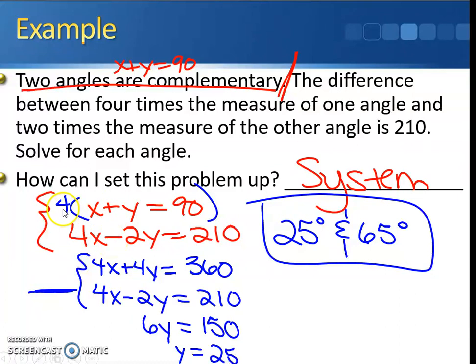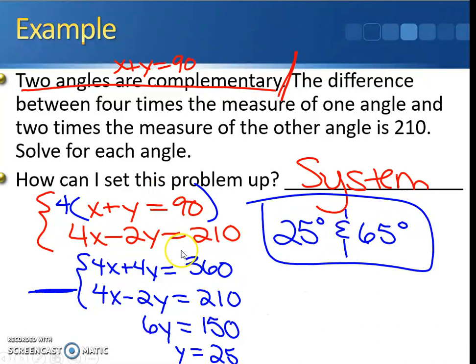And I can use systems to solve for x and y. So these two are the setup. So what I'm going to do is multiply each side by 4, just the top one. And I'm going to subtract. When I subtract, these two will cancel out. And then you're going to have 4 minus negative 2, which is positive 6y. 360 minus 210, I get 150. Divided by 6, I get y equals 25. Once I have one measurement, I'm going to subtract 25 from 90, I get 65.